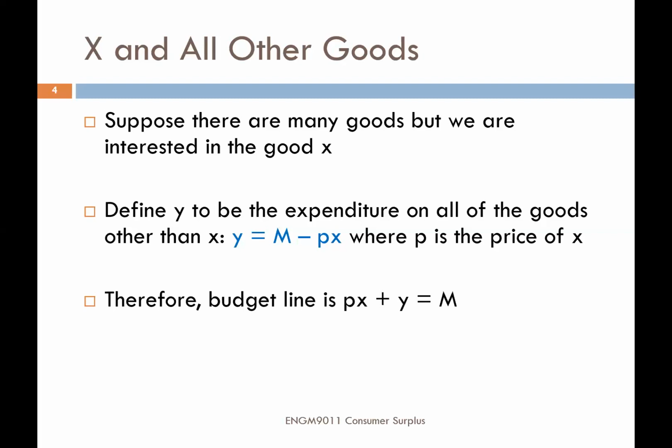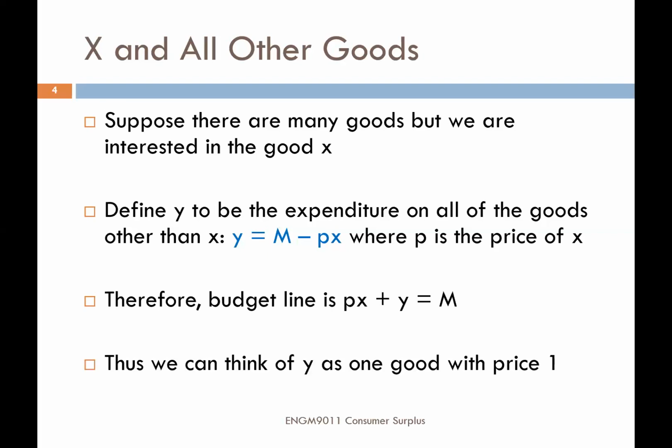And notice that the price of Y is just one. There's a one as the coefficient in front of Y. So we can think of the price of Y as being one, and Y being a good. That's a neat little trick when you're just interested in looking at one market. Remember, we do ceteris paribus, everything else is held the same. So we're not changing the prices of any of the goods or the quantities of any of the goods. We're just going to hold them fixed.